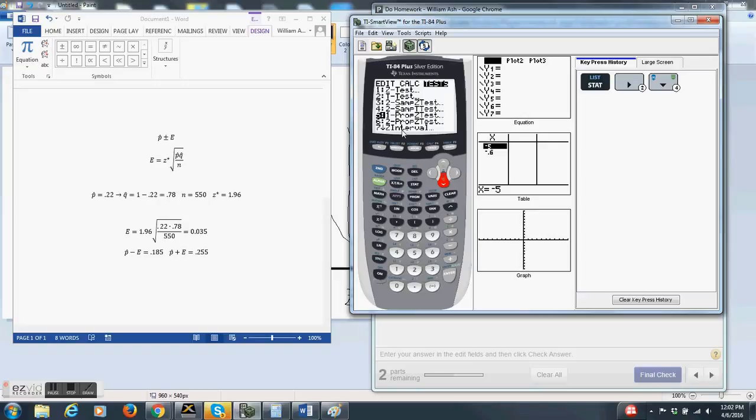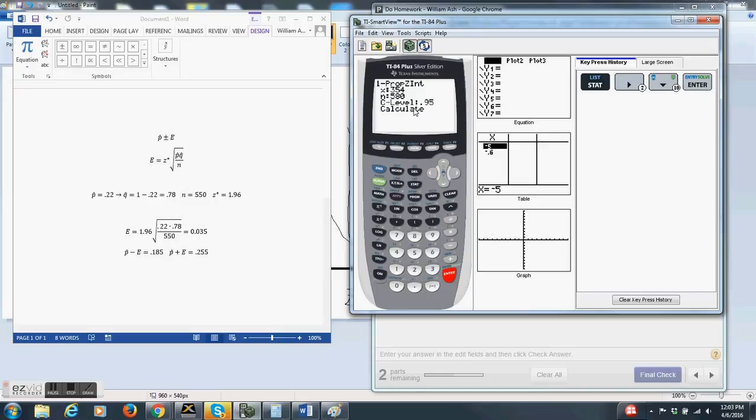So, 18.5 and 25.5. Okay. That all being said, this is what they're going through. That's how you find the E, is with this Z star. It's all based on the normal distribution. But we can actually do this much faster.